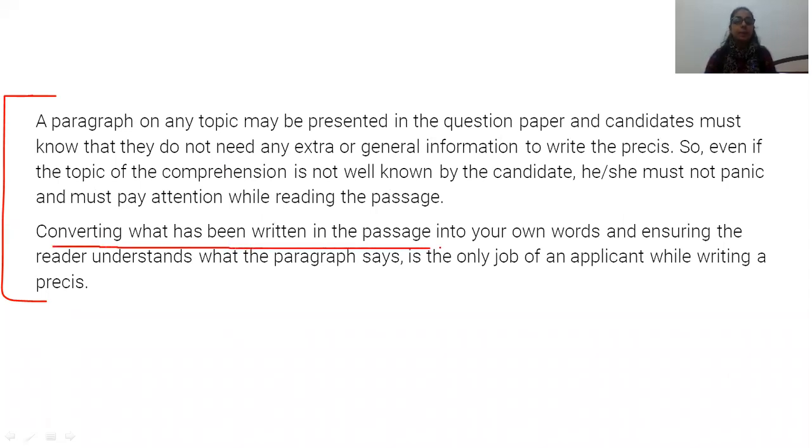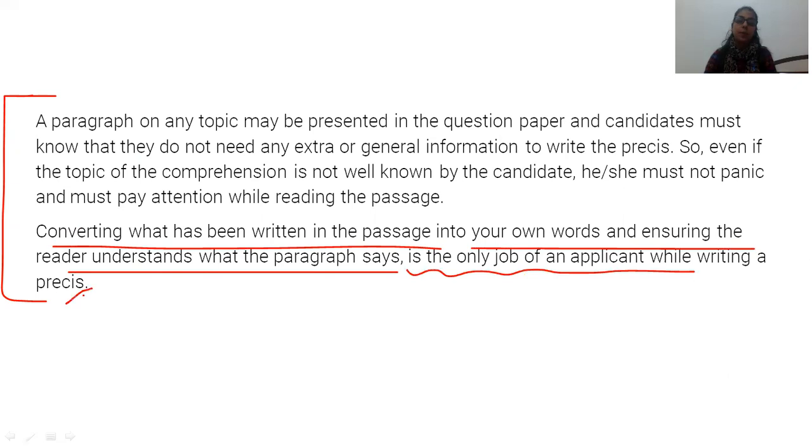Converting what has been written in the passage into your own words, and ensuring the reader understands what the paragraph says, is the only job of an applicant while writing a precis. Your only task is to convert what is written in the passage into your own words by making it shorter than the original, while ensuring that the reader understands what the paragraph is all about. Okay, this is your only job.